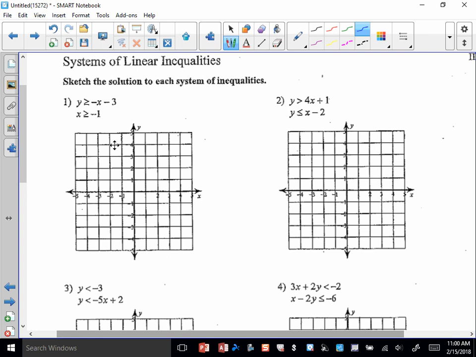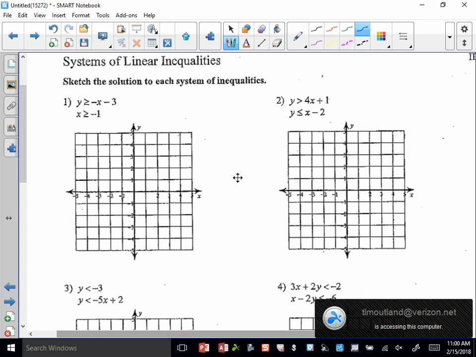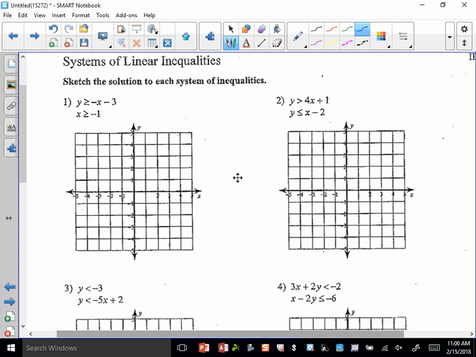Okay, so if you have a pen or a pencil, that might be good to use, but again, if you just use a pencil, just make sure that you can definitely tell where the solution is. All right, so let's start graphing.